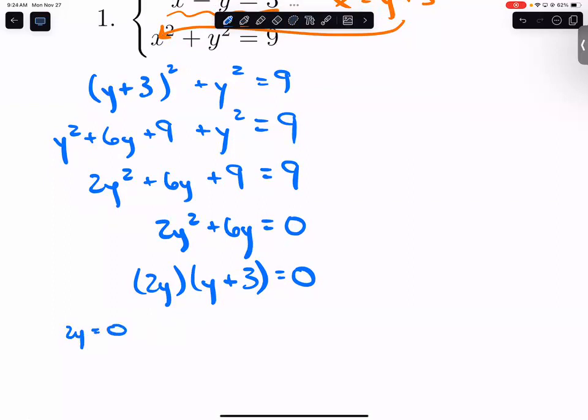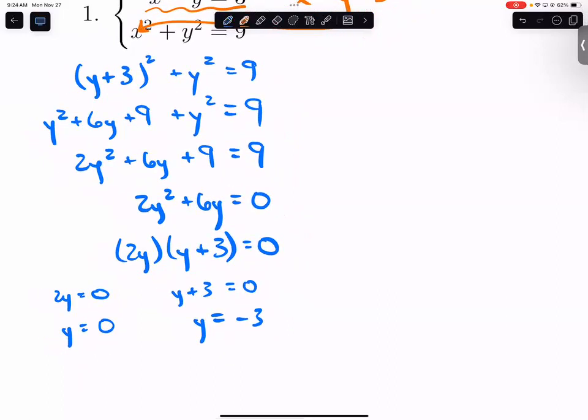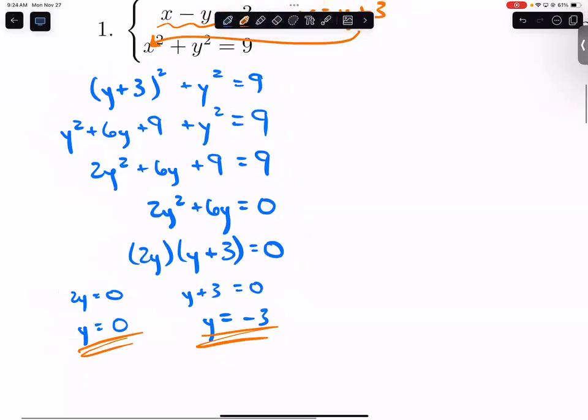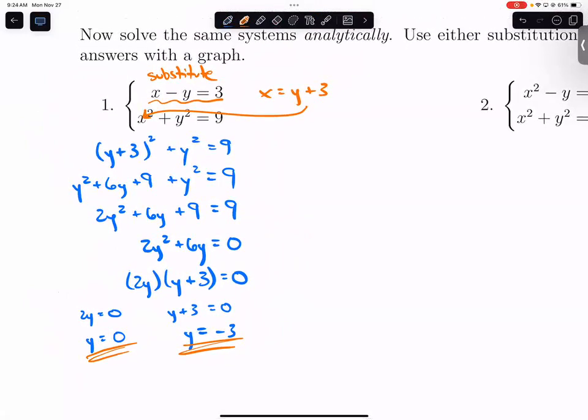So either 2y is 0 or y plus 3 is 0. And I get 0 and -3 as y values, right? As possible solutions. So what do we need to do now? Yeah, take those one at a time.